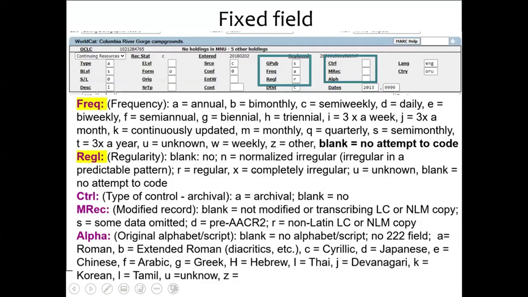If you are doing original cataloging for serials, you should, if you can, put the frequency in. And if you know what the regularity is, you should put that in. If you don't, I would say skip that. I would say frequency is more important if you know that. If you do not know these, it would be better to admit it than put something wrong in. So if you cannot tell or you do not know, then I would not include that information. I would just leave it as no attempt to code.